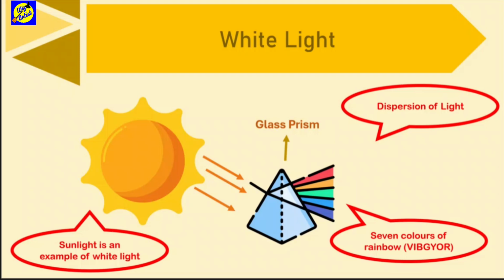Similar thing happens during rain. When the sun comes up during rain, there is a rainbow formed. Why does this happen? Because the raindrops act as a prism for the sun rays and therefore a rainbow is formed.